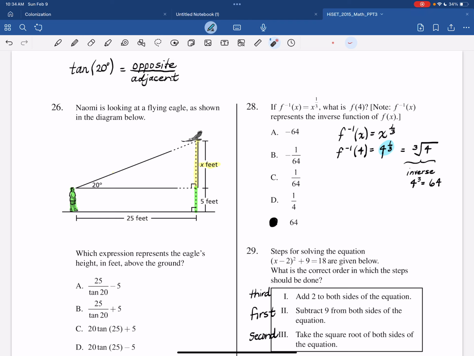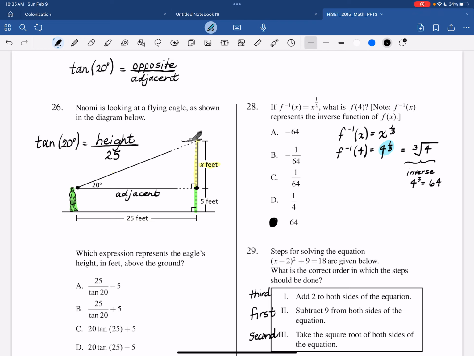So we're going to call that, in my trig ratio, tangent of 20 is going to be the total height. That's opposite Naomi. And adjacent, we can tell, is right here. It's not hypotenuse, it's adjacent. And this is 25 feet. So we know that value. So let's put that over 25.